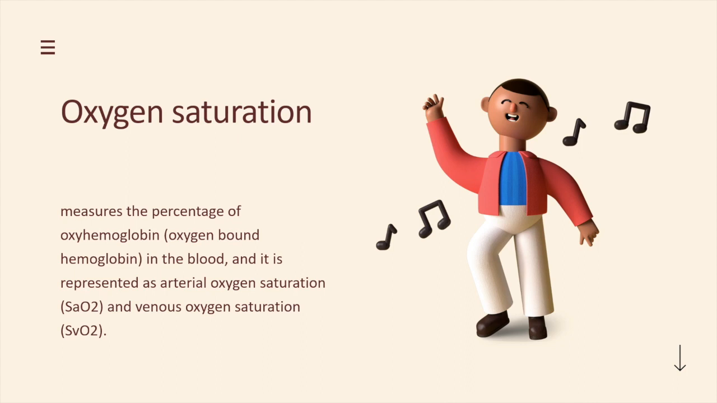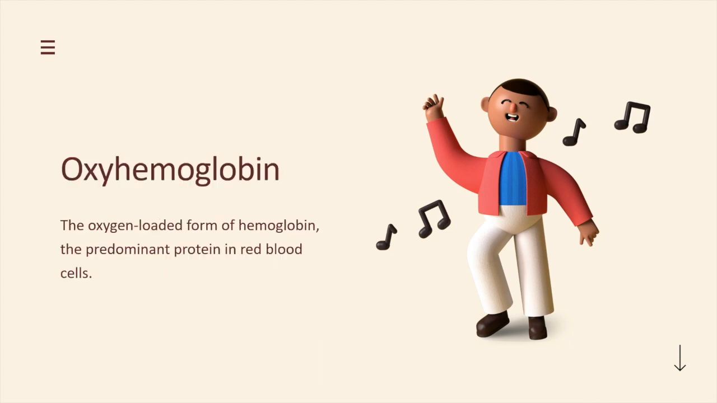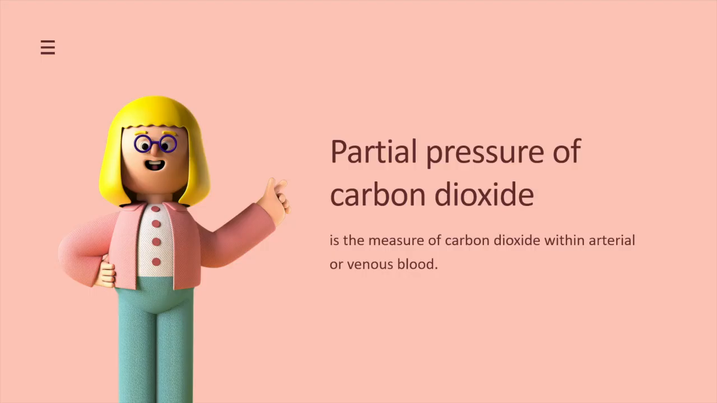Oxygen saturation measures the percentage of oxyhemoglobin, oxygen-bound hemoglobin in the blood, and it is represented as arterial oxygen saturation (SaO2) and venous oxygen saturation (SvO2). Oxyhemoglobin is the oxygen-loaded form of hemoglobin, the predominant protein in red blood cells. Partial pressure of carbon dioxide is the measure of carbon dioxide within arterial or venous blood.